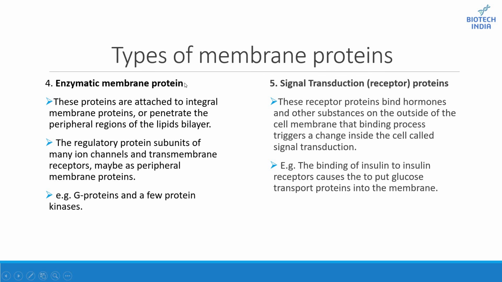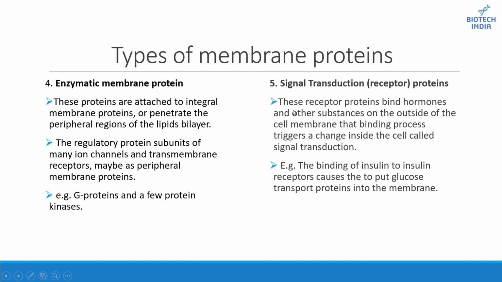Fourth are enzymatic membrane proteins. These proteins are attached to integral membrane proteins or penetrate the peripheral regions of lipid bilayer. The regulatory proteins, subunit of many ion channels and transmembrane receptors, may be peripheral membrane proteins. Examples are G proteins and few of the protein kinases.